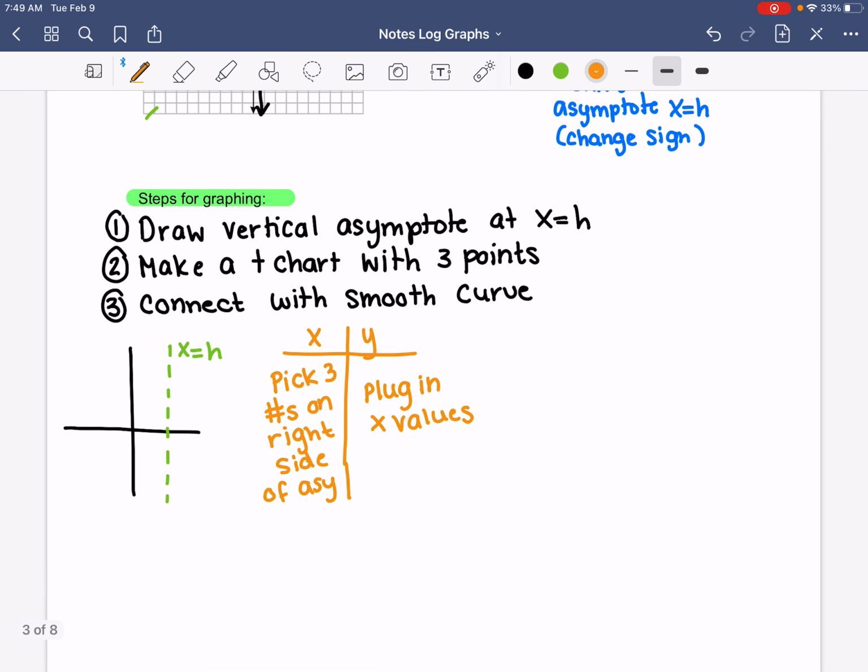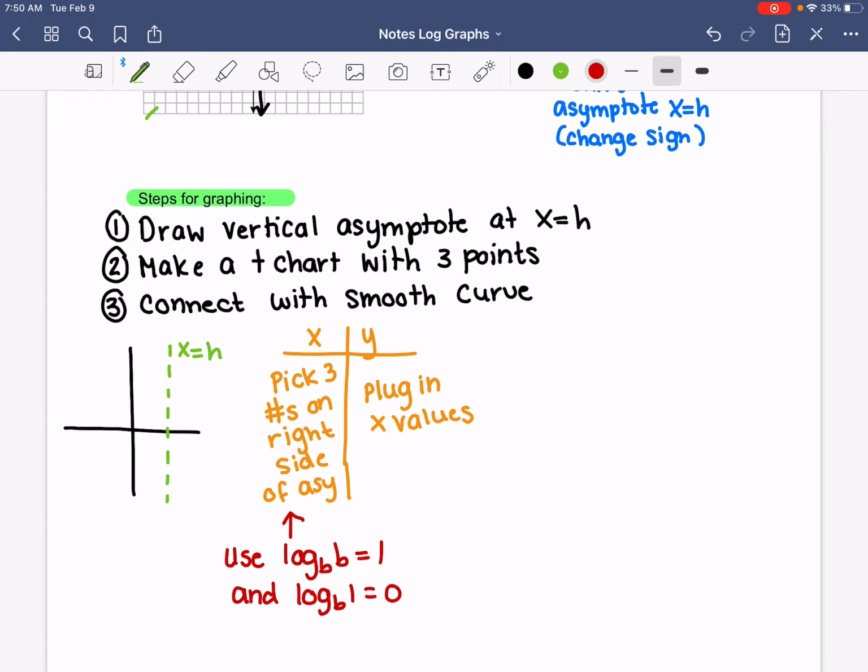A little note for when you're picking these values: you want to pick things that you can evaluate using mental math. You want to use log base b of b equals 1 and log base b of 1 equals 0, that kind of thing.